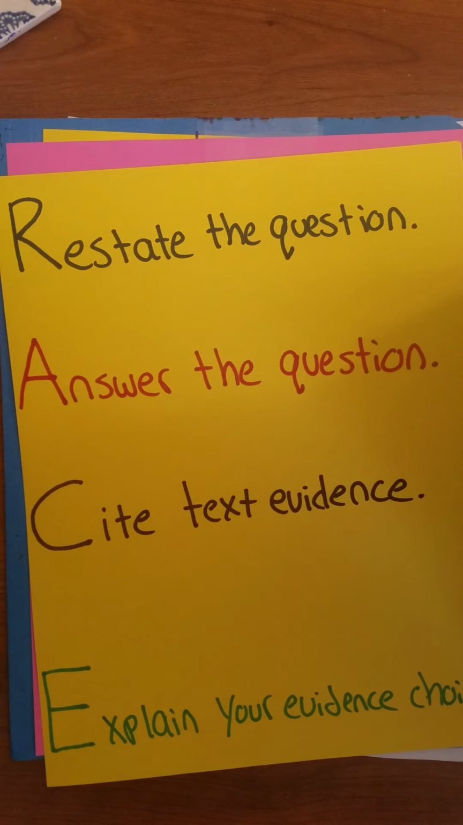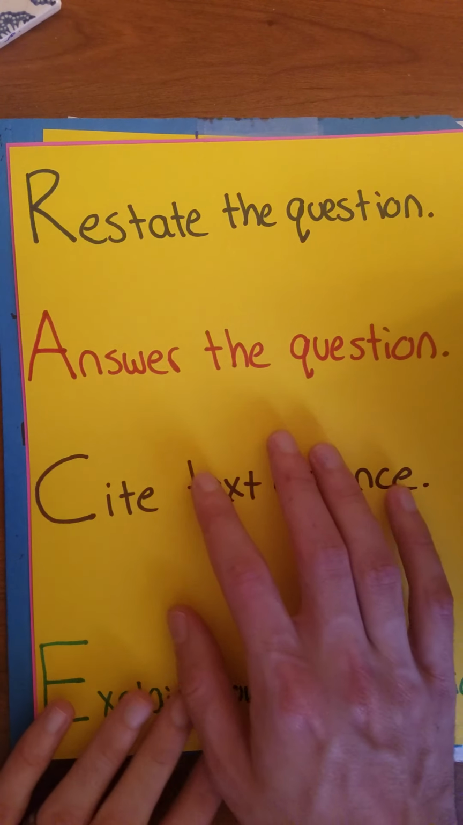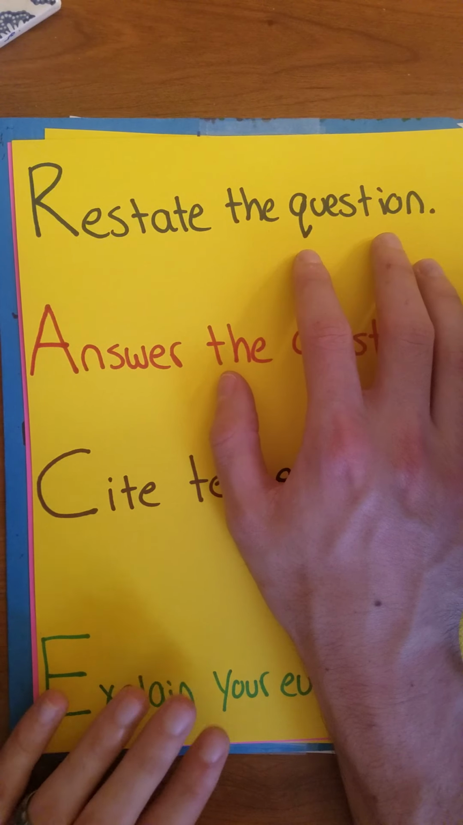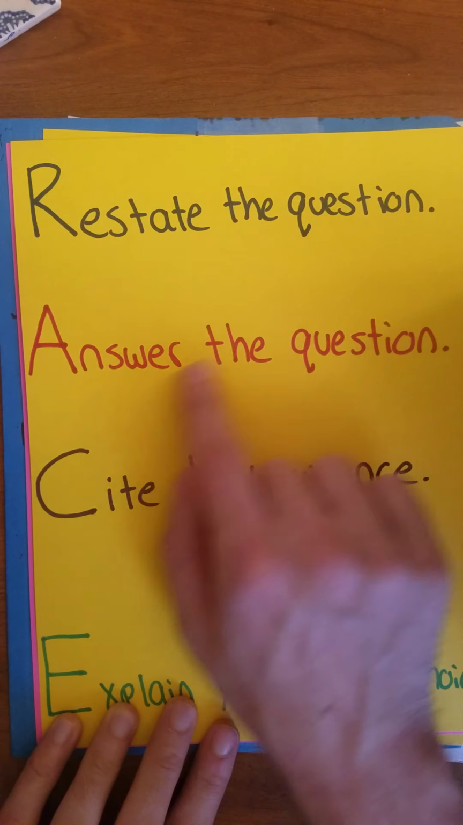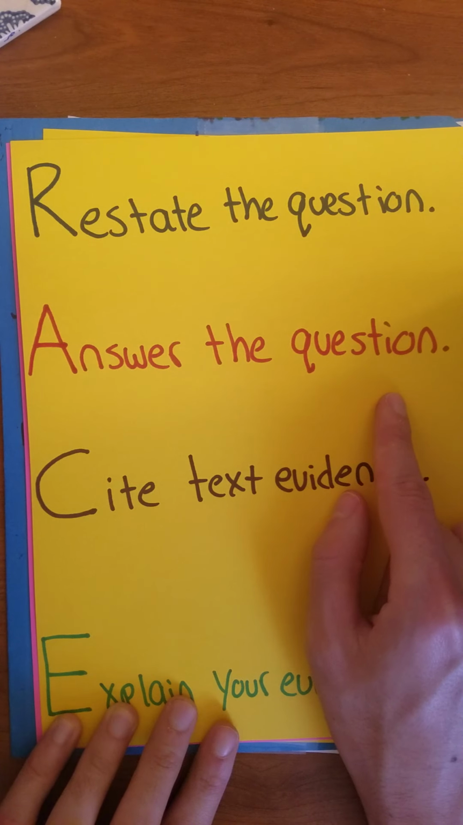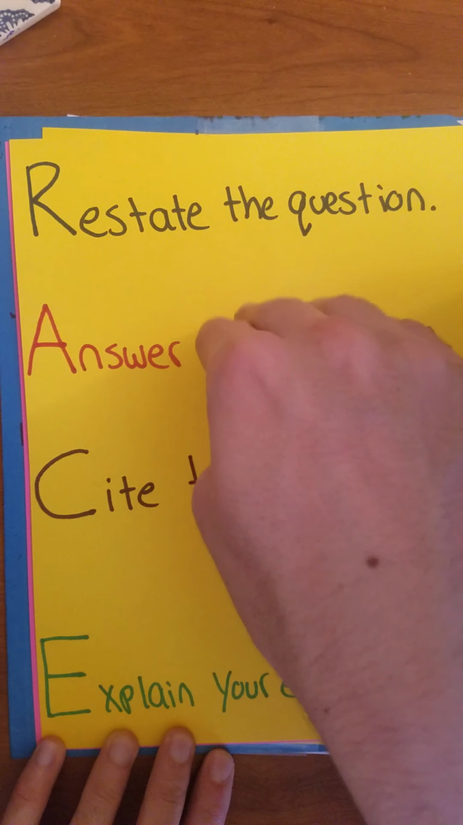Yesterday, when we read Moustache, we focused on the first two letters of our RACE strategy, which was first to restate the question and then to answer the question. Today, we're still going to restate and answer the question.